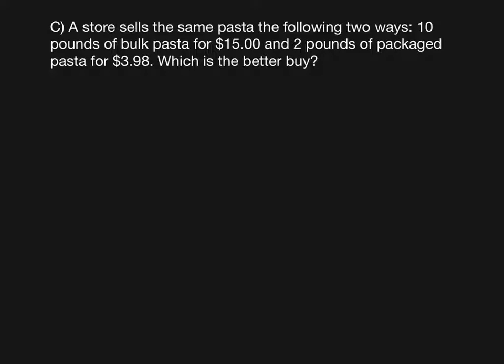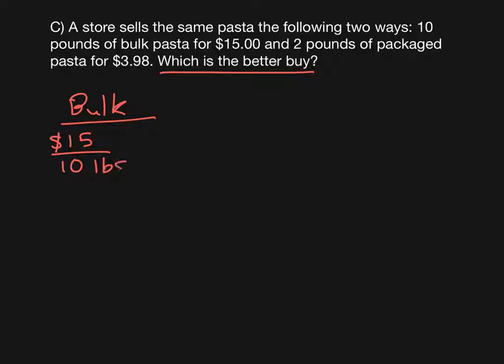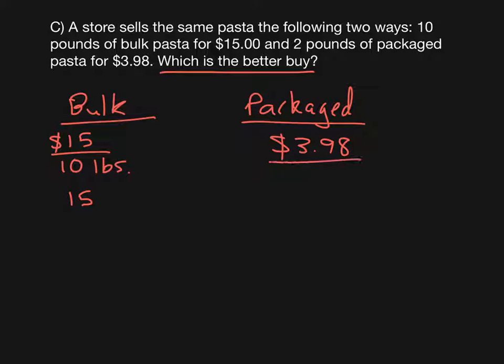In our last example, we have a store that sells the same pasta the following 2 ways. 10 pounds of bulk pasta for $15 and 2 pounds of packaged pasta for $3.98, and I want to find which is the better buy. So the one that costs the cheapest for each pound is going to give me the better buy. So we can do $15 over 10 pounds. Remember, we abbreviate pounds, LBS. And for the packaged pasta, I have $3.98 over 2 pounds.